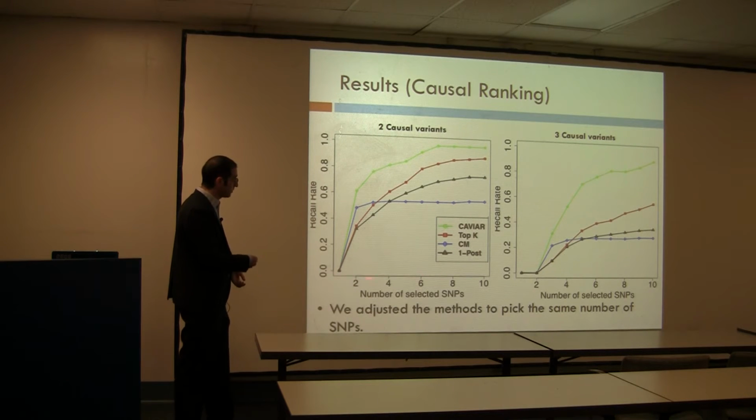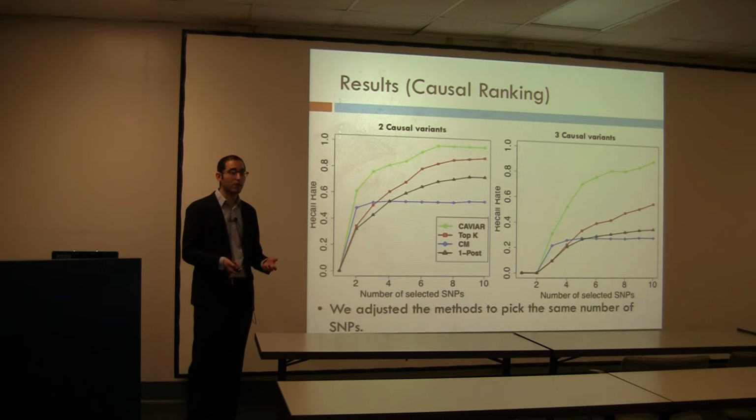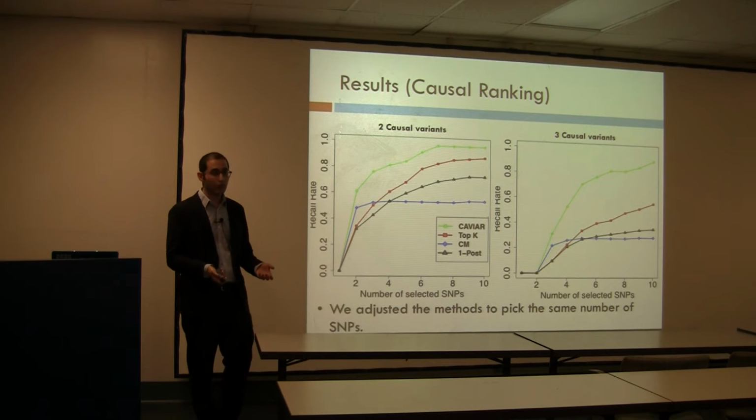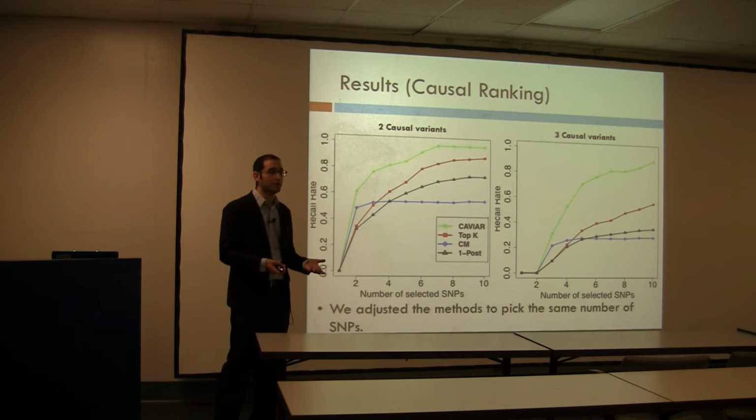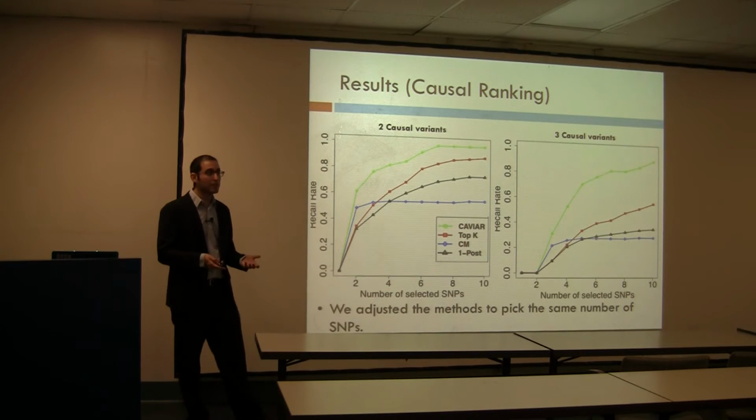So the x-axis is the number of SNPs that we allow each method to pick, and the y-axis is the recall rate. So you can see each time that we run the method, CAVIAR tends to have a higher recall rate compared to the existing methods. And what this means is that CAVIAR will rank the causal variants better than the existing methods.